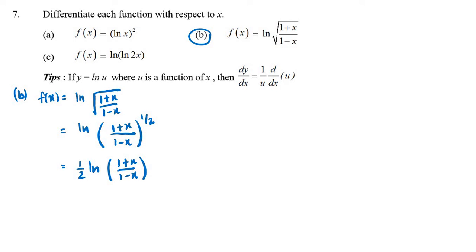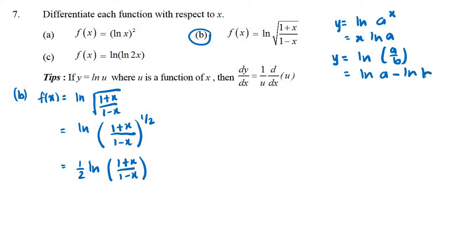So the next step, kalau kita tengok bila ln dalam bentuk bahagi, tadi first rule yang kita pakai is y equals ln a to the power of x. So you can take this x in front, so you're going to have x ln a. Now, if you have y equals ln a over b, we can change that to ln a minus ln b. Okay, so what we have over here, we're going to have 1 over 2 ln (1 plus x), and then minus ln (1 minus x).